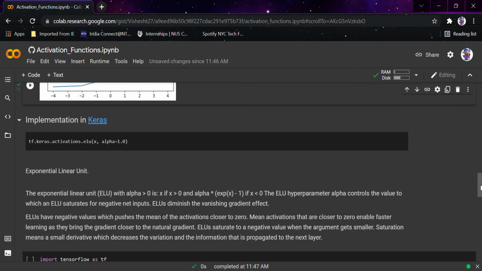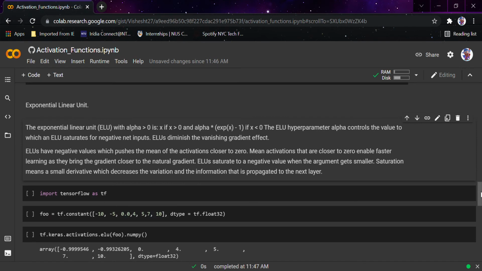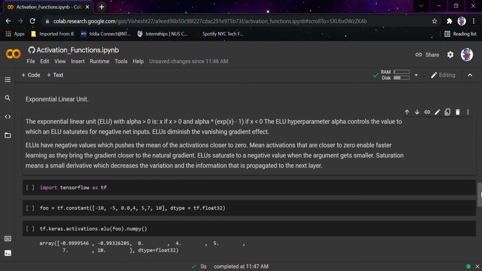So now let's look at the implementation in Keras. In the previous videos, we looked at tf.keras.activations.sigmoid, tanh, relu, but in this video it is elu, with x and the alpha value defined. The exponential linear unit with alpha greater than 0 is x if x is greater than 0, and alpha multiplied by exponential of x minus 1 if x is less than 0. The ELU hyperparameter alpha controls the value to which an ELU saturates for negative net inputs. That is, ELU diminishes the vanishing gradient effect. This is a very important line, because we saw in a lot of activation functions the vanishing gradient effect. ELUs have negative values which push the mean of the activations closer to zero, and mean activations closer to zero enable faster learning, as they bring the gradient closer to the natural gradient. So ELU saturates to a negative value when the argument gets smaller.